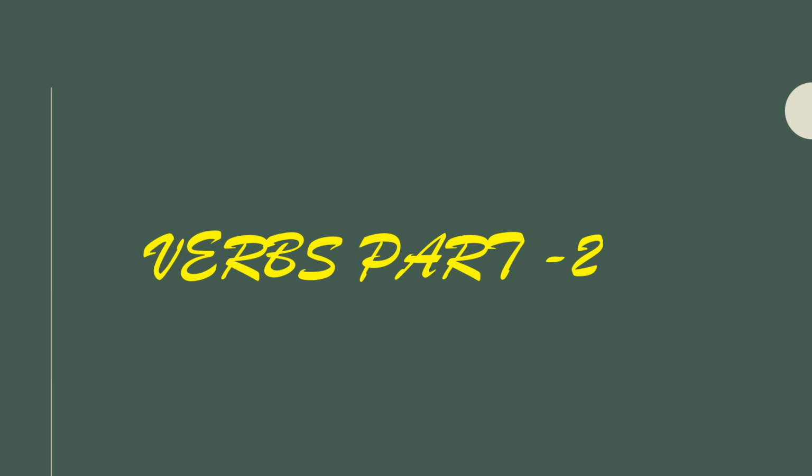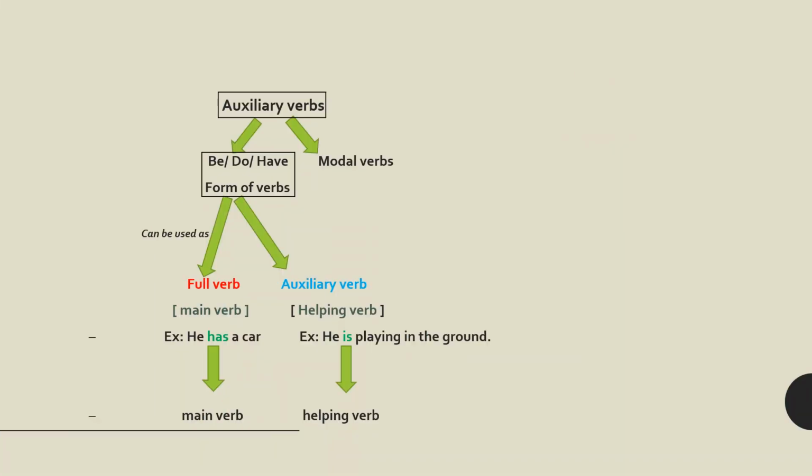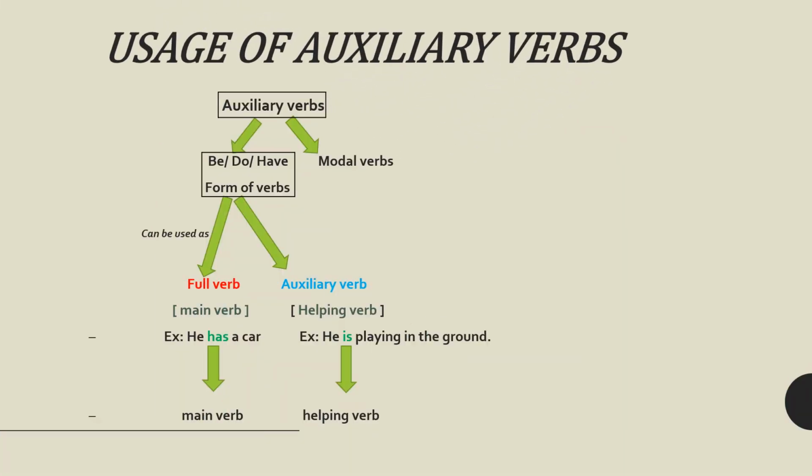Today we are going to learn about verbs, part 2. In the last session we learnt about verbs. Verbs are of two kinds, principal verbs and auxiliary verbs. Auxiliary verbs are of two kinds: be, do, have forms of the verbs, and modal verbs. Today we are going to learn about the usage of these auxiliary verbs.